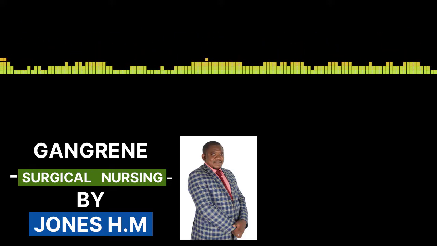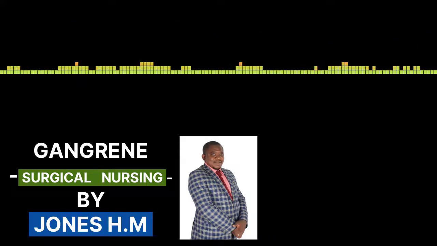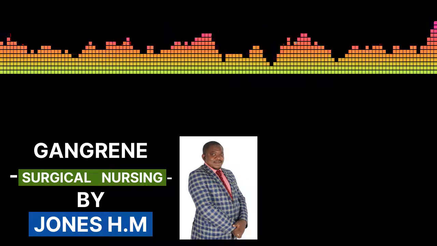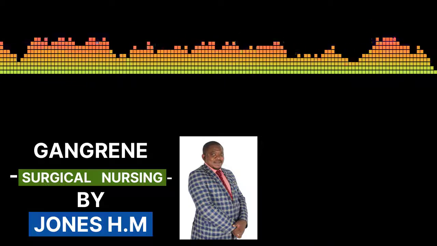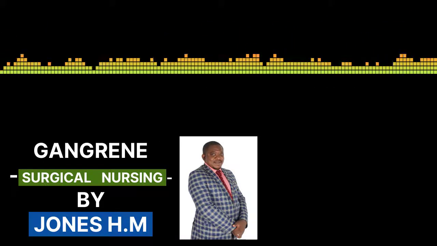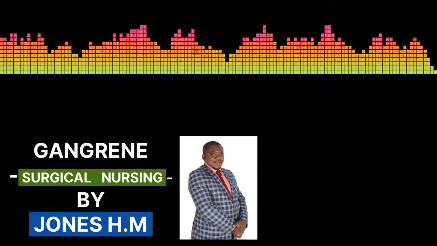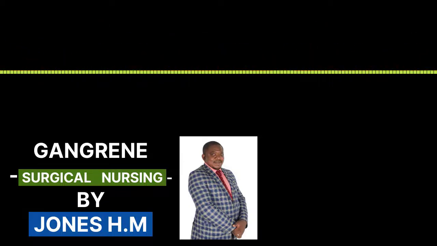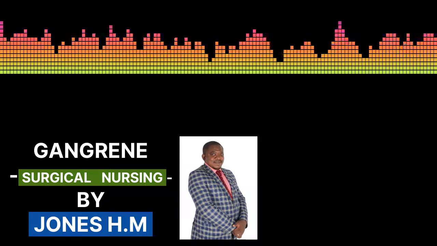What would be the signs and symptoms of wet gangrene? The first signs and symptoms would be edema related to inflammation, blisters related to fluid accumulation, pain following inflammation, then black skin color following tissue death.